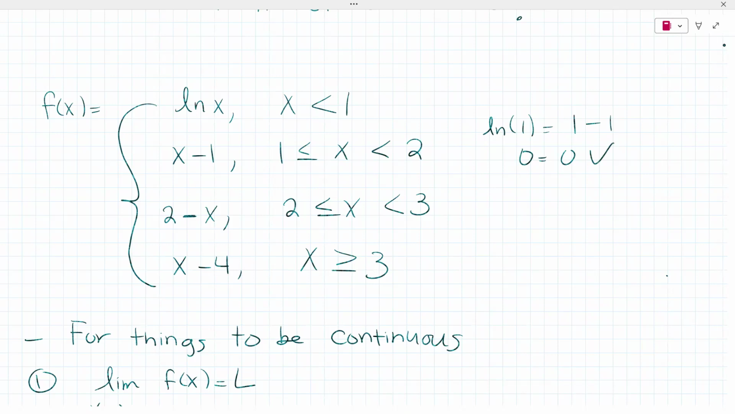So that's true. Now you have to do it with the second two equations, and you're going to use the x value 2. So we're going to plug it into this equation and this equation, and they both have the x value 2. So it's going to be 2 minus 1 equals 2 minus 2. 2 minus 1 is 1, and 2 minus 2 is 0. This is a false statement. We want them to be true. So it's going to be not continuous.